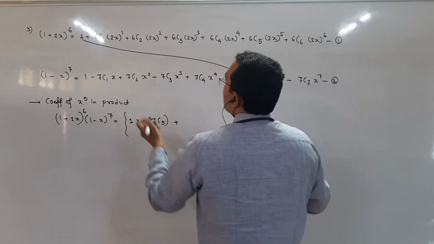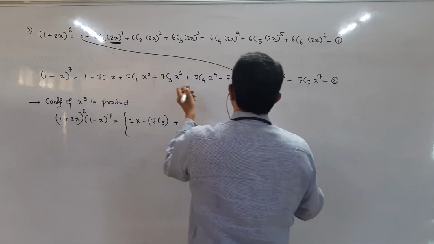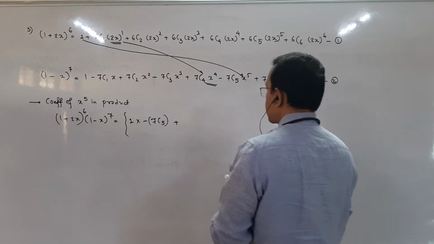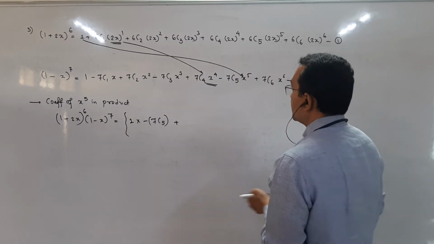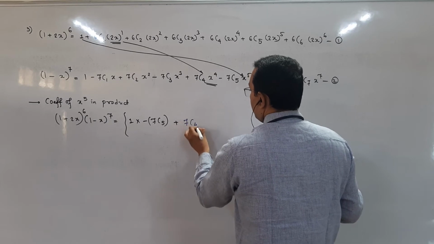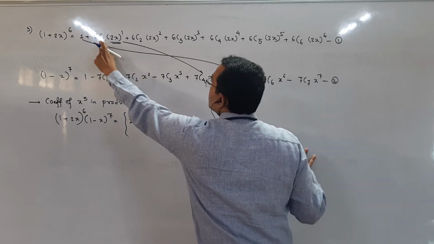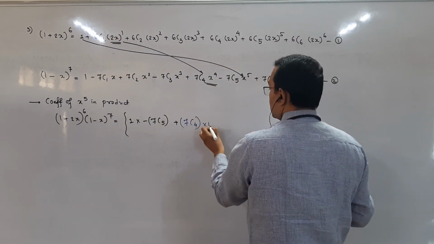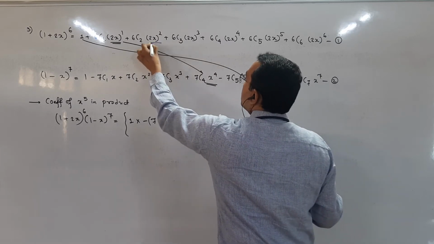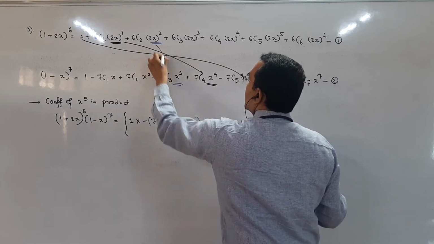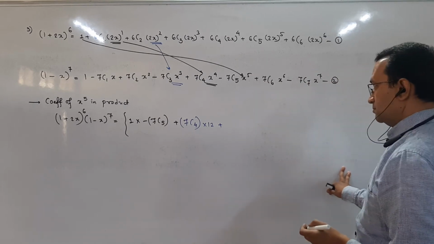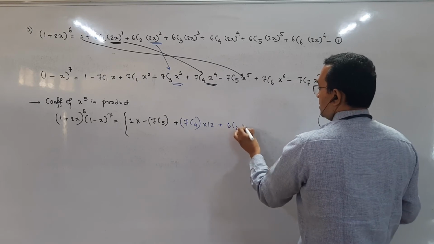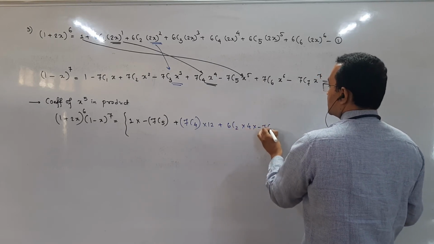Plus, now here the x term and the x raised to 4 term. These two terms if I multiply, I will get x raised to 5. What is the coefficient? Be careful. 7c4, 6c1 is 6 and this 2 is counted, 6 into 2, 12. Plus, I multiply the square term and the cube term, I will get x raised to 5. 6c2, 2 square is 4, and minus 7c3.